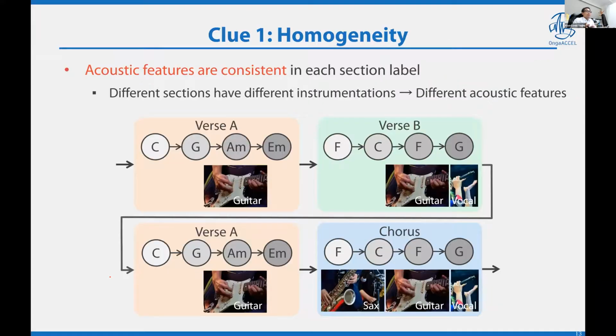Okay, so what kind of musical knowledge should be used for music structure analysis? The first clue is homogeneity. This means that acoustic features are consistent in each section level. For example, in verse A, only the guitar is played, but in verse B, the combination of guitar and vocal is used. So in this case, the acoustic characteristics of these sections, verse A and verse B, are quite different. But in each section, we can assume that the distribution of acoustic features is relatively consistent. So this is a very important clue.